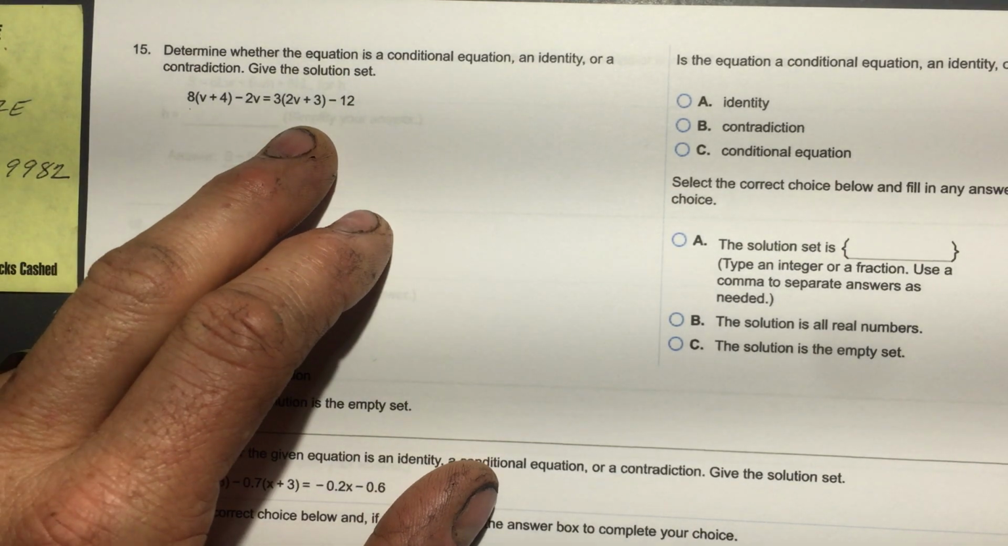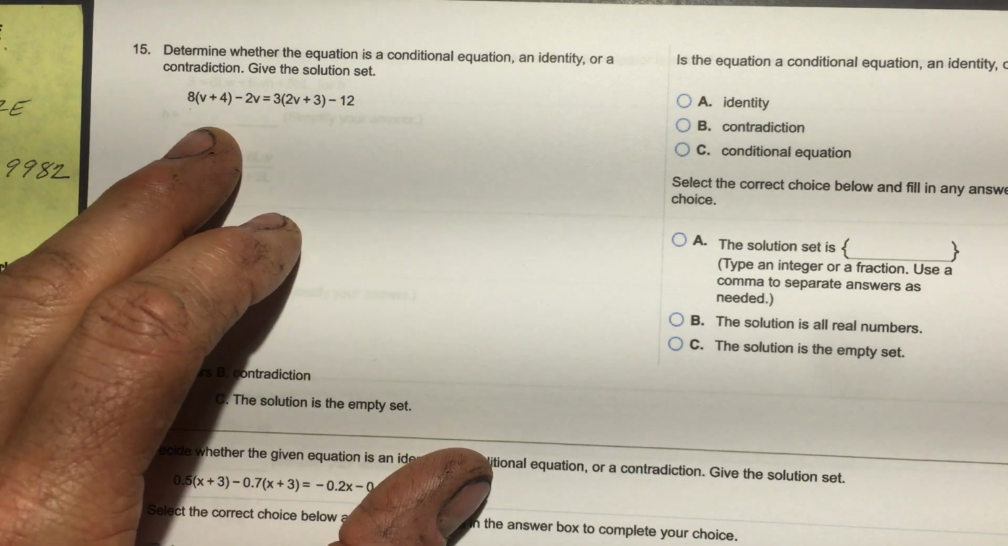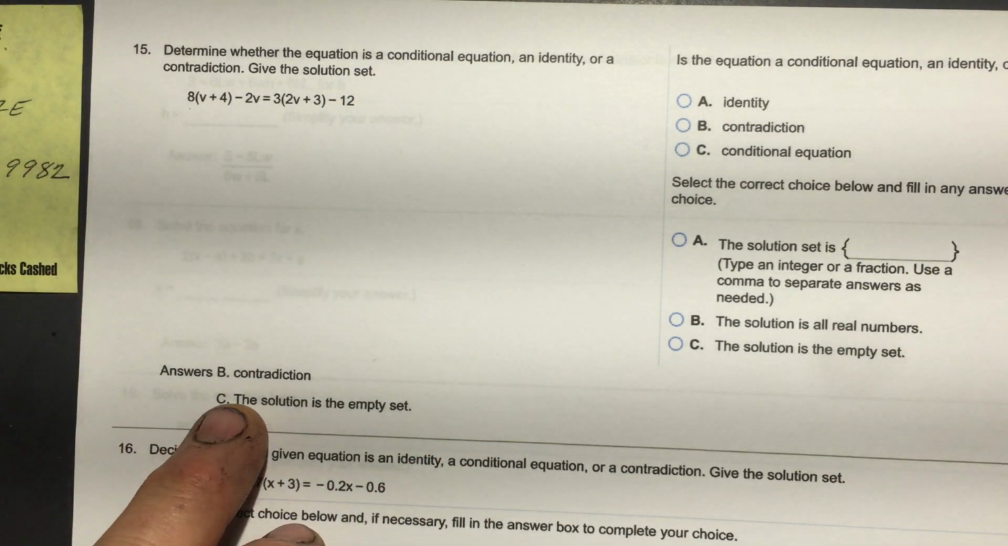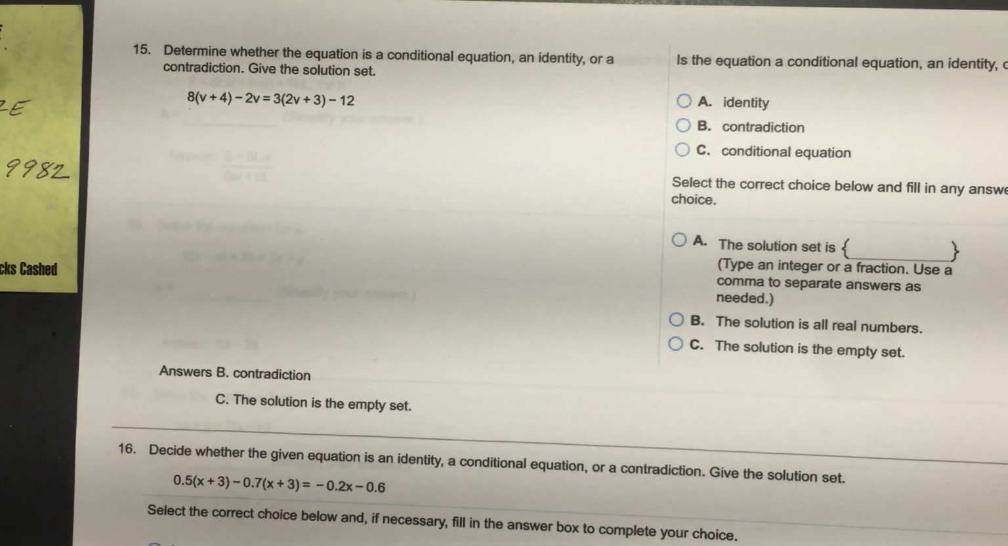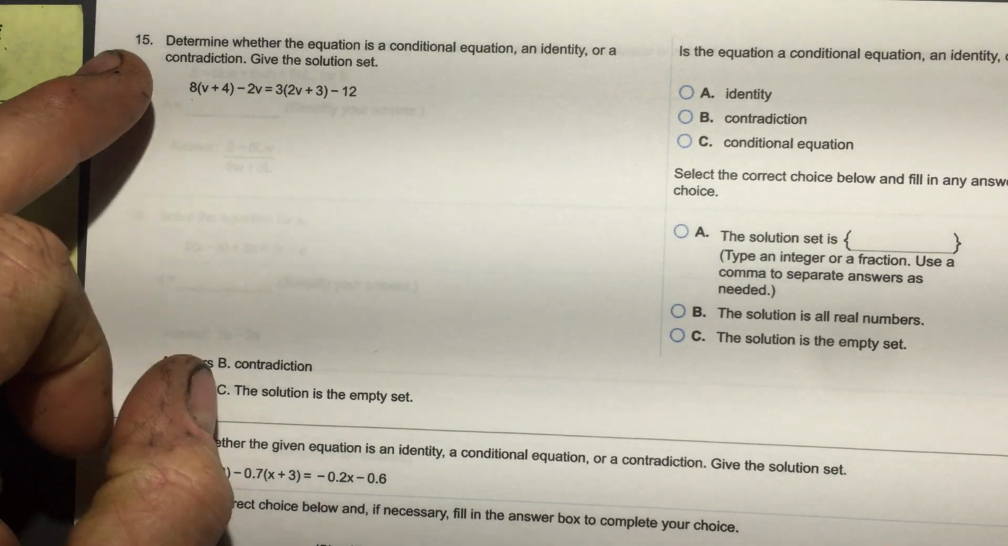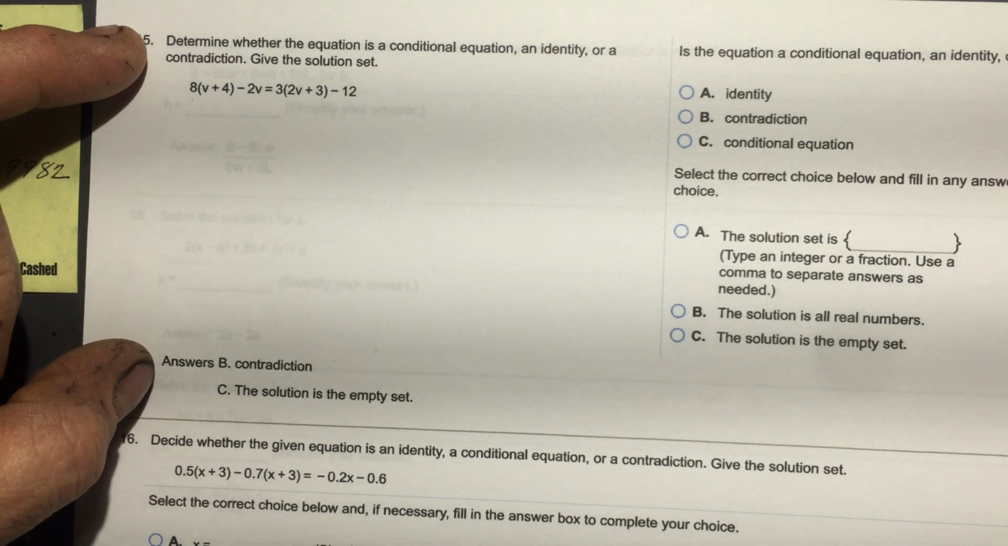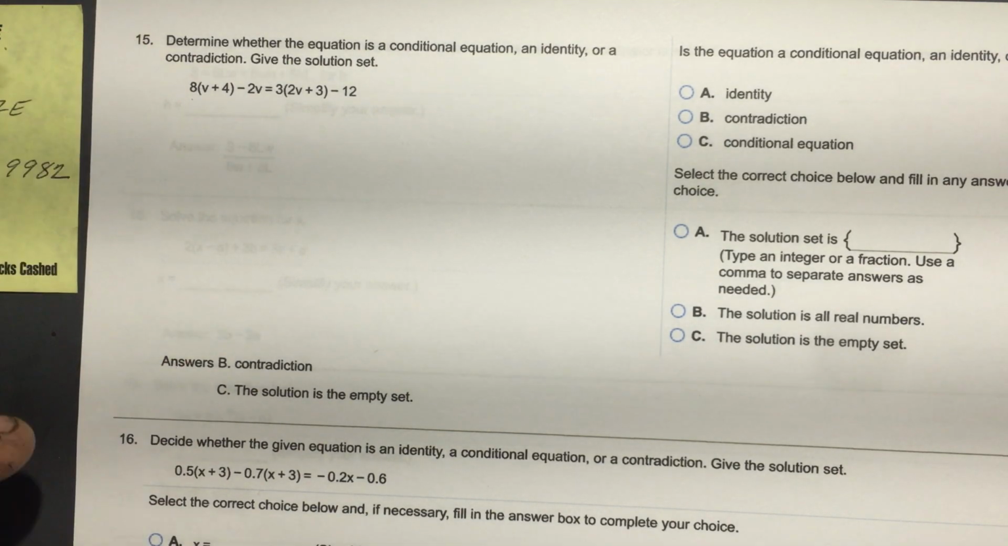Here's this one here. I'll let you try this one. You try this one on your own. You can see down here, this is a contradiction also. So you might pause this and try solving it on your own, but it's a contradiction.